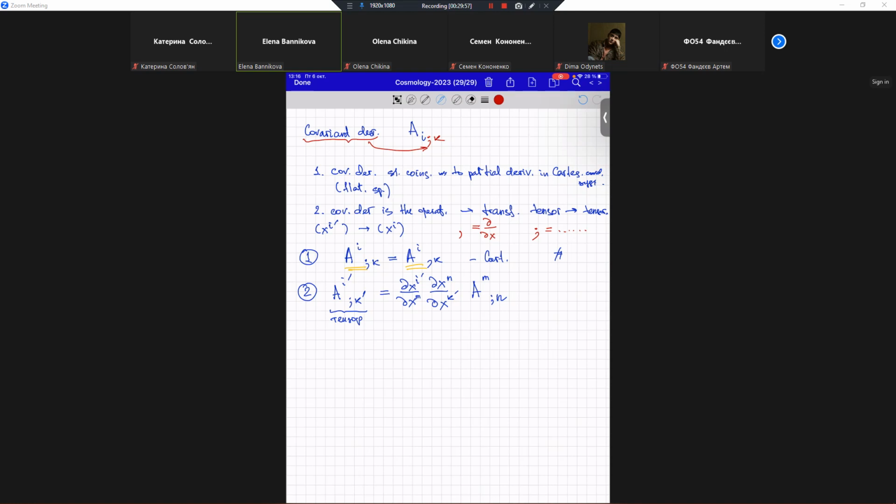But again, to be much more formal, this corresponds to the normal derivative, like this. Okay, and this is covariant. And covariant satisfies these two conditions. Is it understandable now?